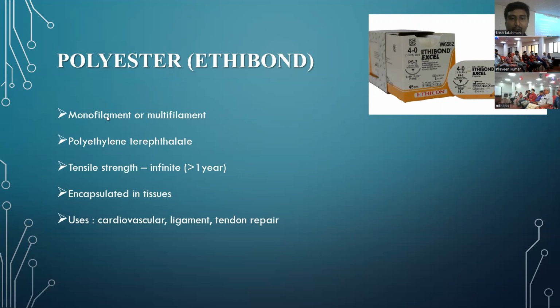Polyester is a monofilament or multifilament. It is a polyethylene terephthalate, and its tensile strength is infinite, and it is also encapsulated in the tissues. It is generally used in cardiovascular, ligament, and tendon repair.